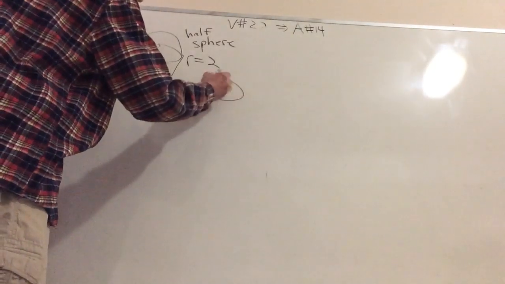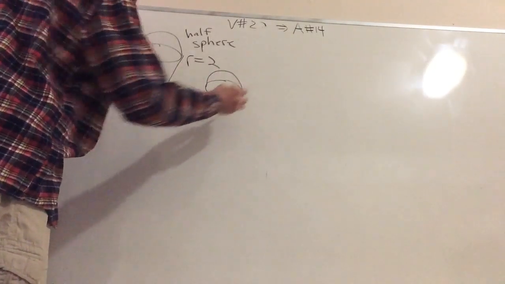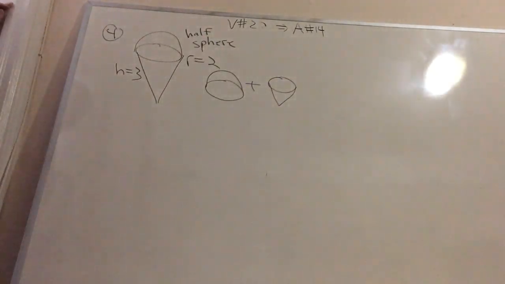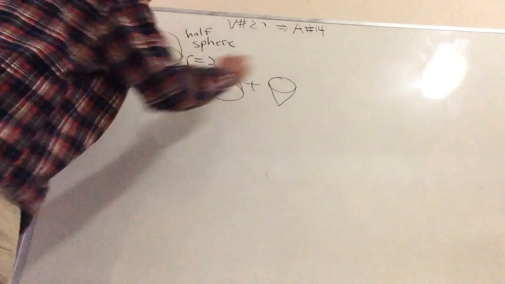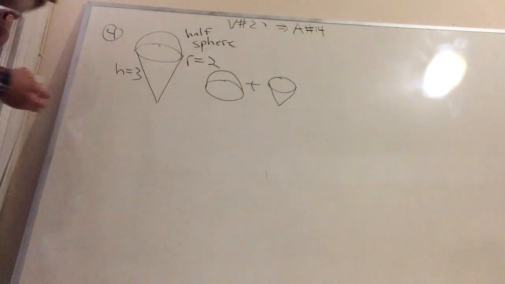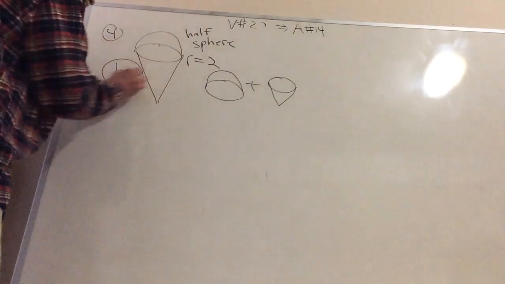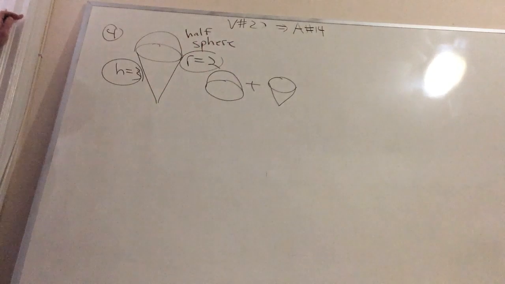So it's the half sphere plus the cone, as I've said so many times before. And it works because they share the same radius. As I said before, it's a compound figure. So there we go. We have all the data we need, just 2 lousy numbers, and we're off to the races.